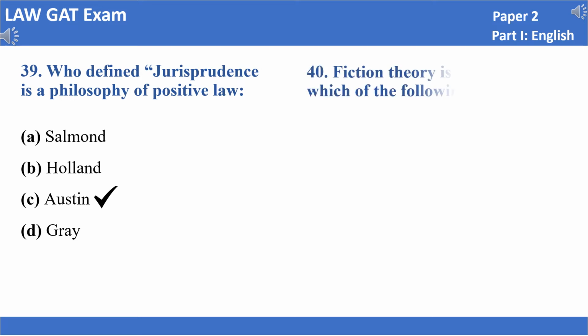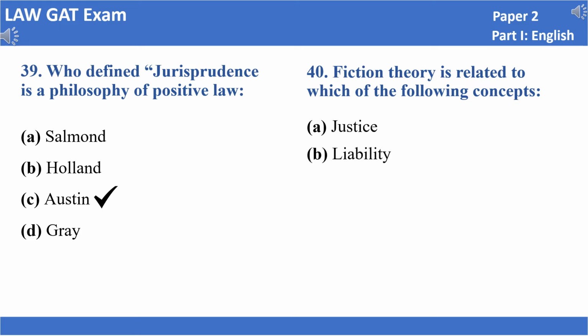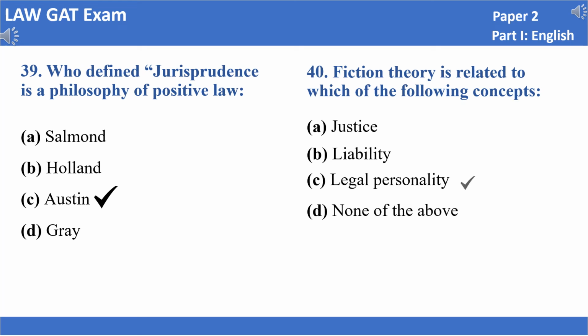Fiction theory is related to which of the following concepts? Is it option A, justice, option B, liability, option C, legal personality, option D, none of the above? The correct answer is option C, legal personality.